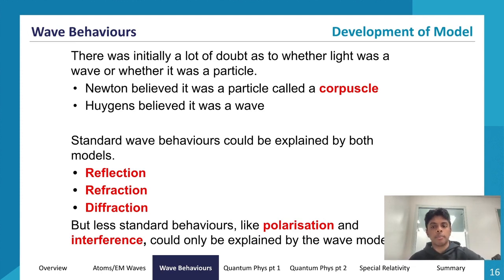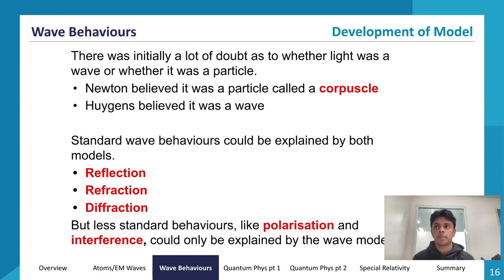In terms of the red over here, corpuscles are the particles of light that Newton believed light was made out of. Reflection, refraction, diffraction: you should be able to detail or visualize what those look like. Polarization and interference, we'll go through in a bit. Because the wave model could explain polarization and interference and the corpuscular model couldn't, the wave model was more accepted, and people saw it as more of a reality.